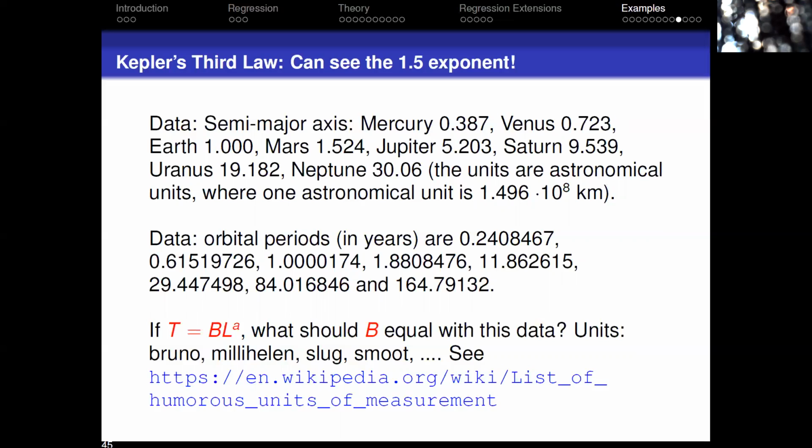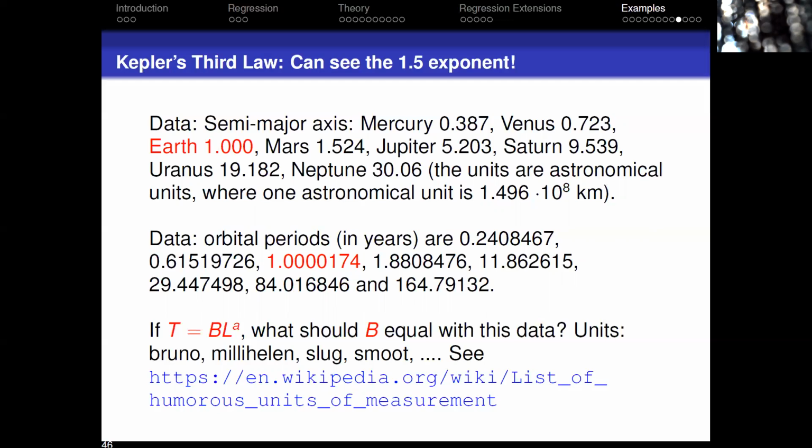Which planet do you think is the most special planet? Earth. What is the length of Earth's semi-major axis? 1. What was the very first thing we did today? Label. What units am I using? Astronomical units, Earth's distance. And the period, I'm measuring periods in years, and the period is about 1.0000174 for Earth. So what do you think B should be approximately? When L is 1, T is approximately 1, so B should be 1. And that's why I'm using these units. So there's some wonderful units.